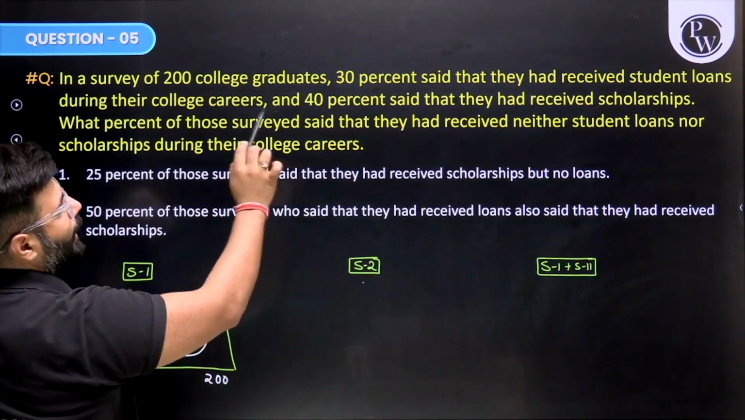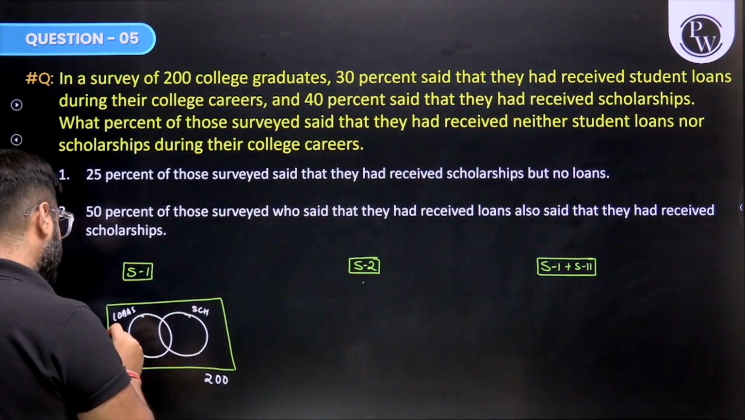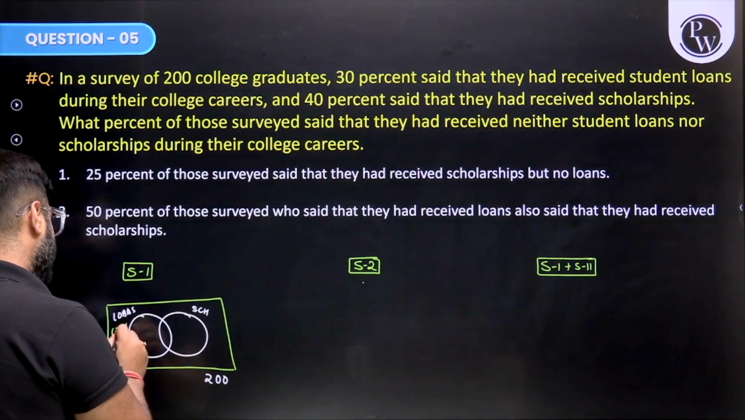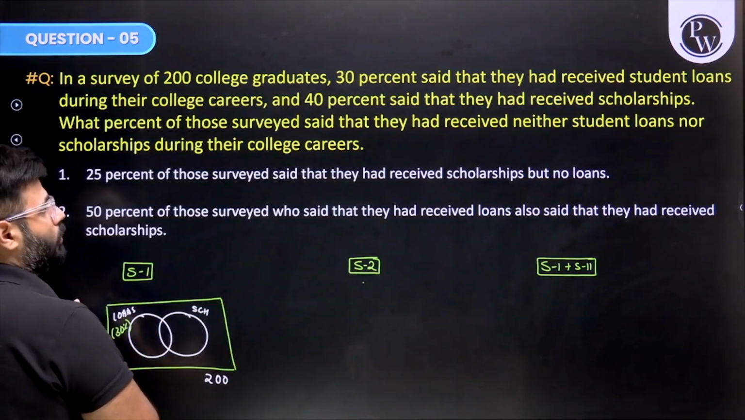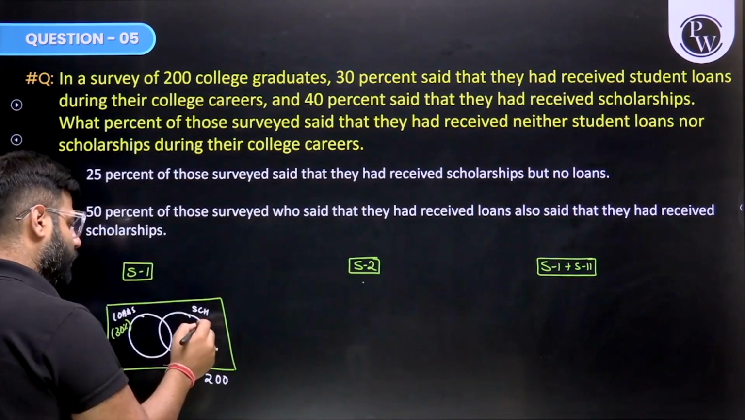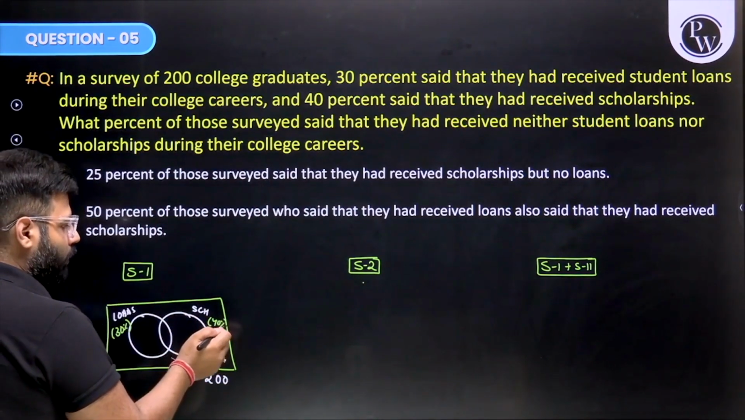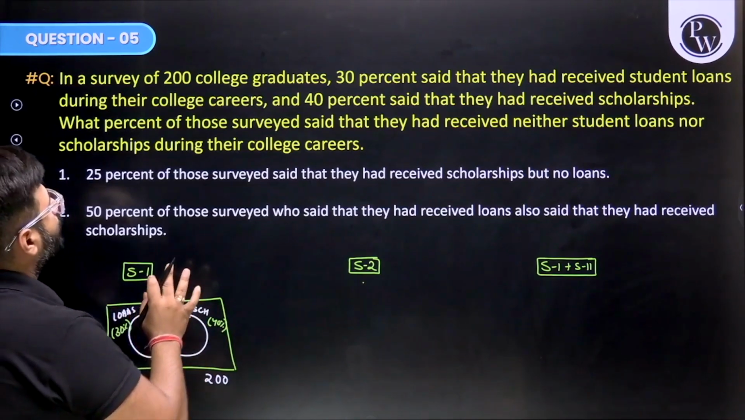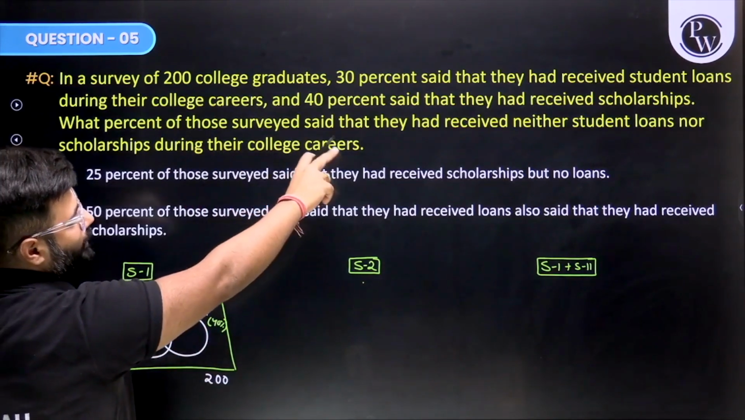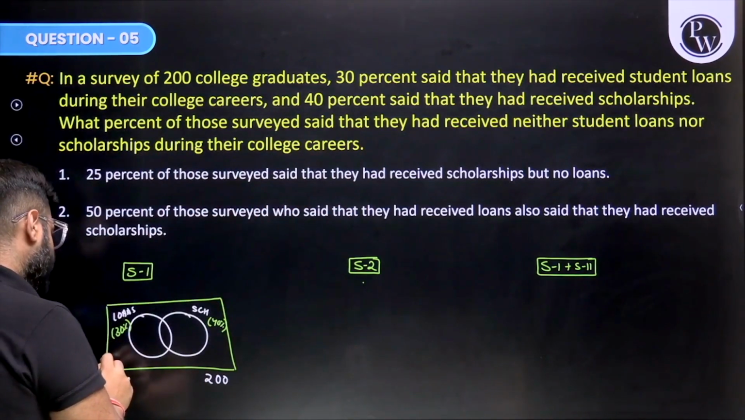What we know is that 30% had the student loans. So this is 30%, not only loans, all the loan people. 40% said that they have received the scholarships. Perfect, so these guys are 40%. These are the two things which we already know as per the question statement. What percent of those surveyed said that they had received neither student loans nor scholarships? So we are interested in this area.